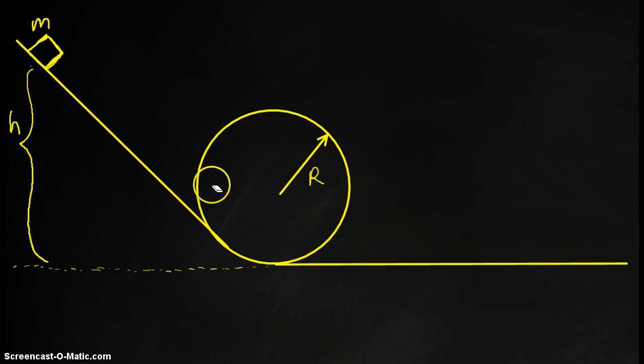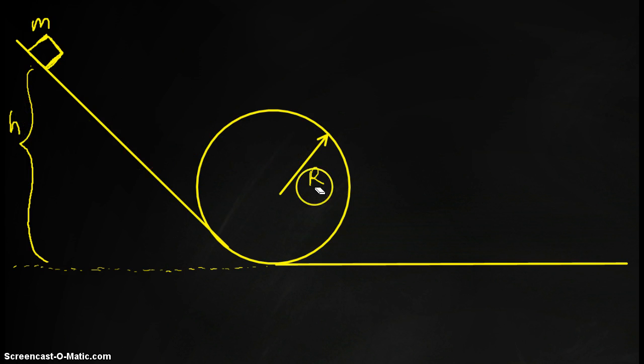Of course, for the object not to leave the track inside the circle, there must be some minimum h, the minimum height. And the question is, what is this minimum height in terms of the radius of the circle, so that the object completes its loop inside this circular track without leaving the track. Okay, so this is the problem.